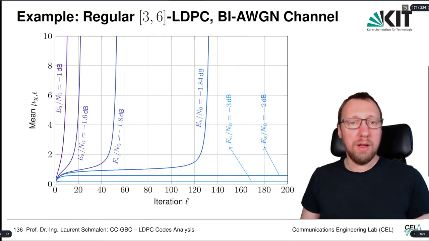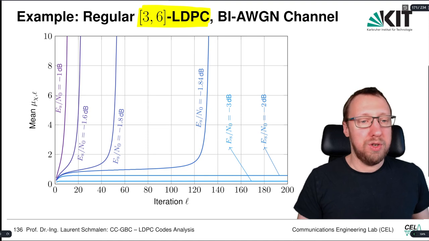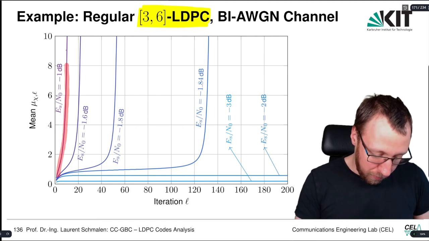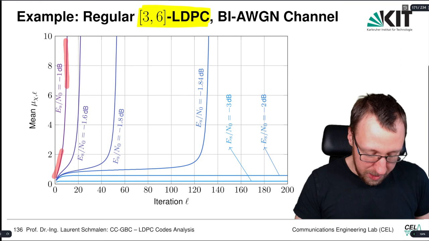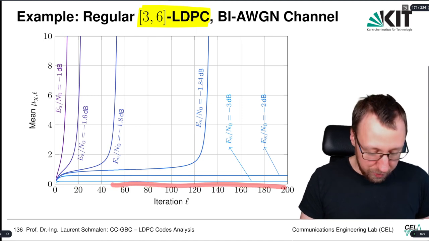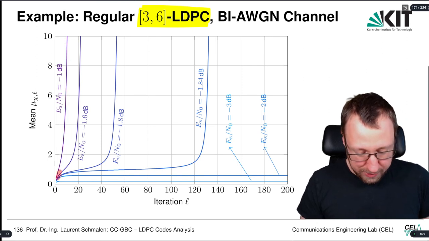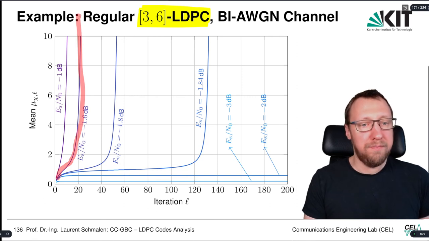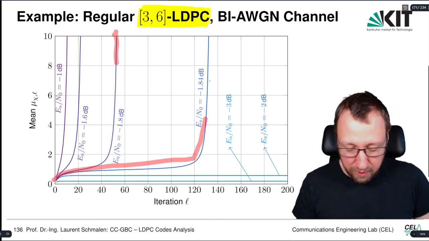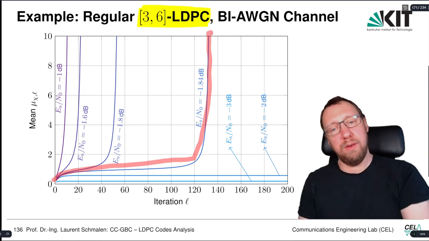So let's take a look at an example. Here we look at the 3,6 LDPC code on the binary input AWGN channel. We have the situation for Es over N0 of minus 1 dB, and we see that the mean quickly grows to infinity, and we plot it as a function of the iteration. So we start iterating somewhere around here, and we quickly go to infinity. If Es over N0 is minus 1.6, it takes a few more iterations, but then we jump to infinity. Es over N0 of minus 1.8, jump to infinity, minus 1.84. Eventually, after 120 updates, we jump to infinity. So the messages go to infinity.